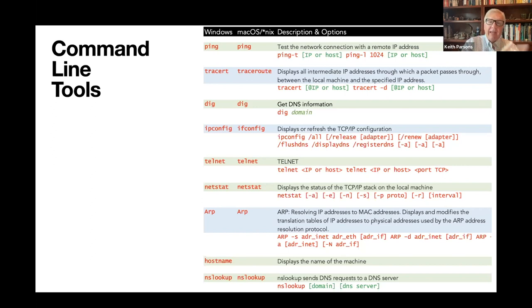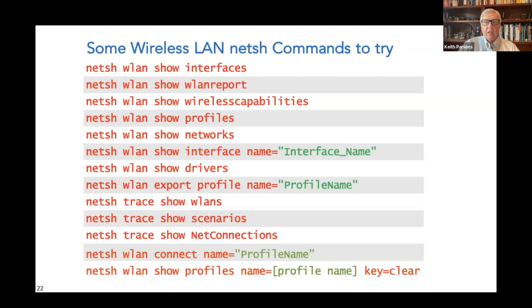So there's some command line tools, and those are available in Mac or Windows or iOS or Linux, whatever you like. On the Windows side, there's this netsh command, and there's a whole series here you can try. They're showing capabilities, interface. Go play with these. I just gave this to you so you can go and try. But it was also the lead up to a story.